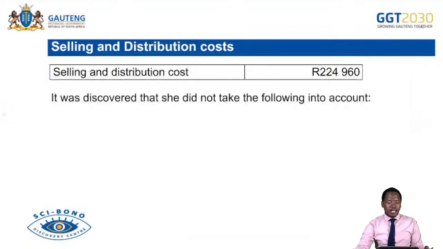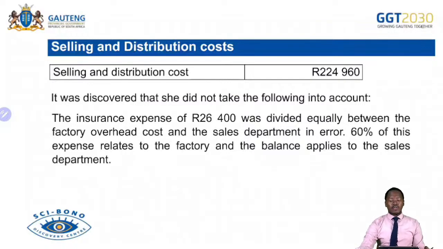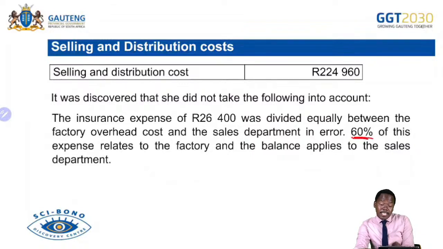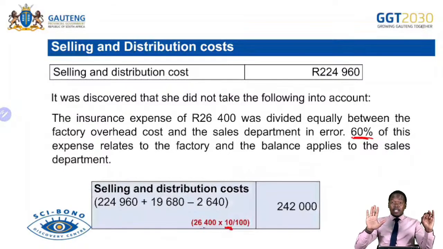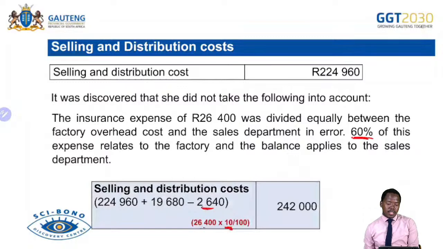The next item that we are looking at, insurance of 26,000 was divided equally. Remember we talked about that. It was supposed to be 60% to the factory. Now it means that we are going to calculate that 26,400 times 10%, because we must reduce this by 10%. Since we recorded 50-50, it was supposed to be 40-60, so we are reducing it. So we got the 10% to be 2,640. So I'm reducing that balance of 224,960.